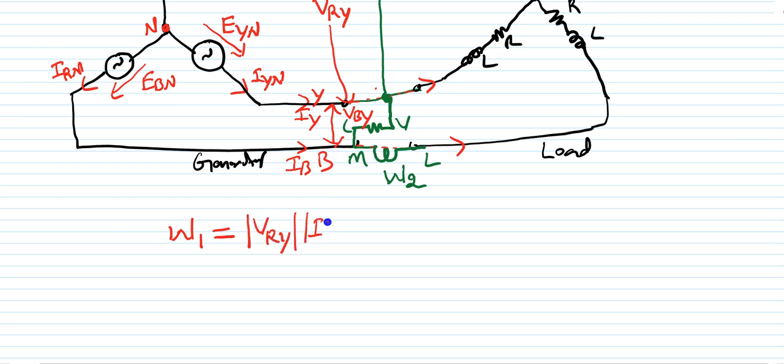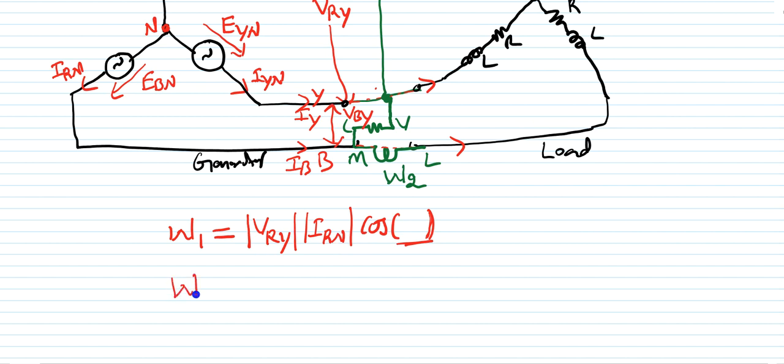So I can write that W1 measures the magnitude of VRY and the magnitude of IRN and the cos of the angle between VRY and IRN. What is the angle between these two? We don't know, but for the sake of understanding, let it be an empty value here. So this is the amount of power that can be measured by your first wattmeter.